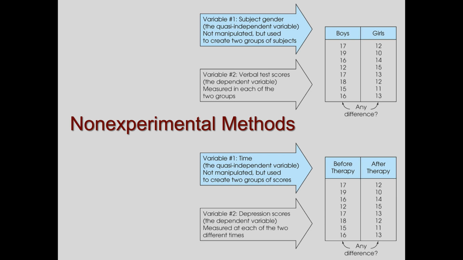Next, time. It's the quasi-independent variable. This is the bottom set here on the below section right over here, okay? The quasi-independent variable, it's not manipulated. You're not manipulating time, but you're used to create two groups of scores. In other words, time in this sense is not counted time. It's, well, before, say, physical therapy began and after physical therapy began, or before psychotherapy began and after psychotherapy began. And then the depression scores, which is the dependent variable.